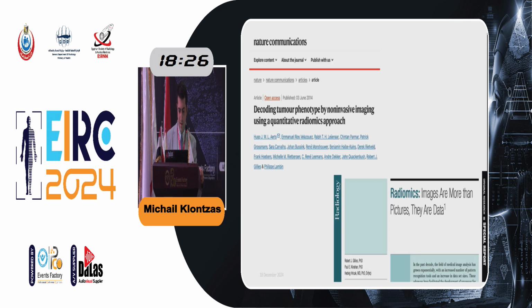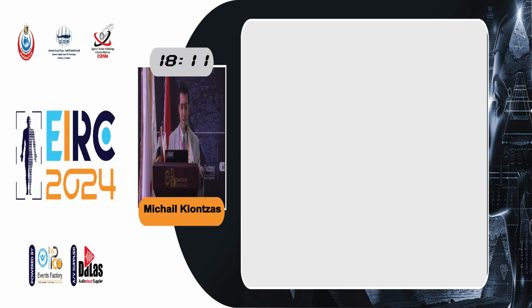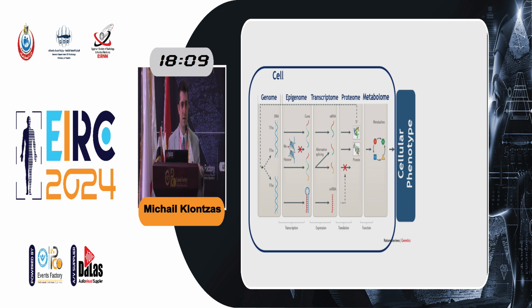Okay. So, as the title of this editorial in Radiology says, radiomics is the way that we can get data from images. So images are more than pictures that we see, they're data. And this started a whole series of publications on radiomics that is now skyrocketing.